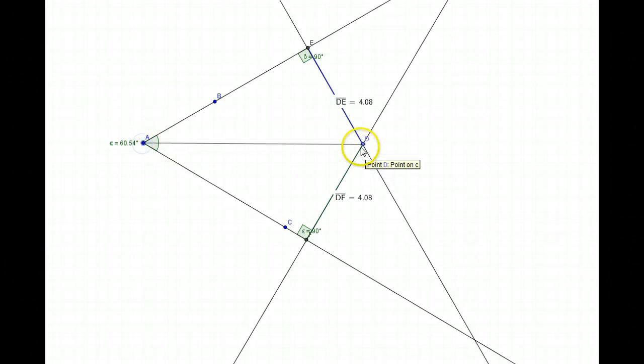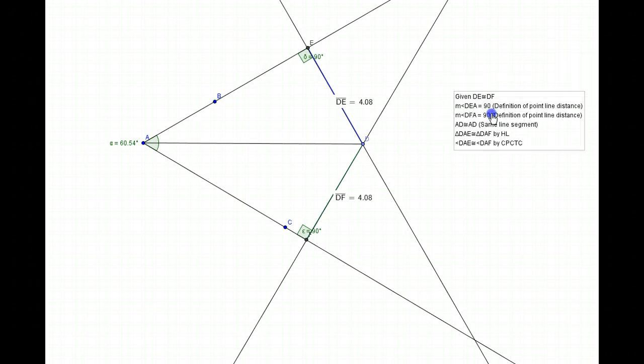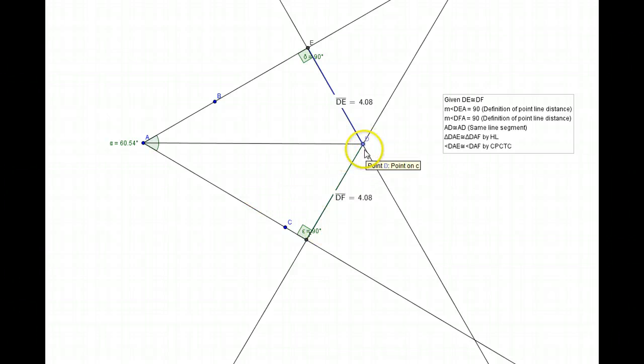Well, let A connect with D just in a line segment. And so we want to take a look and see, what do we know occurs? Well, since we can see that DE is congruent to DF, and we also know from the definition of point-line distance that this is a perpendicular line, then this angle is 90 degrees and this angle is 90 degrees. And since AD is the same line segment, then we can show that triangle DAE is congruent to triangle DAF by the hypotenuse leg theorem, because we have two right angles, we have hypotenuses that are congruent, and we have two corresponding legs that are congruent.